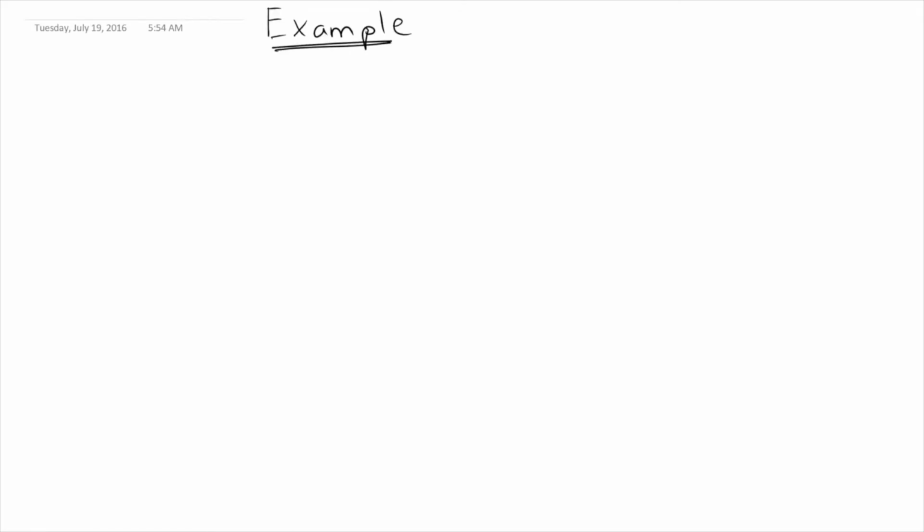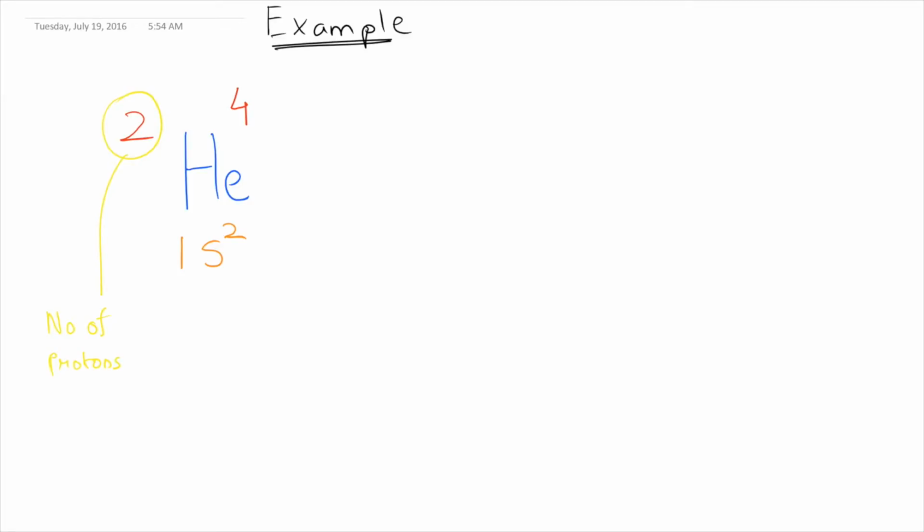Let's take an example. Consider a helium atom, with atomic number 2 and mass number 4. Now, 2 gives you the number of protons, and 4 on the other side, if you take 2 out of the 4, you get the number of neutrons, right? So based on this, you can draw the nucleus with positive 2 and then neutral 2.